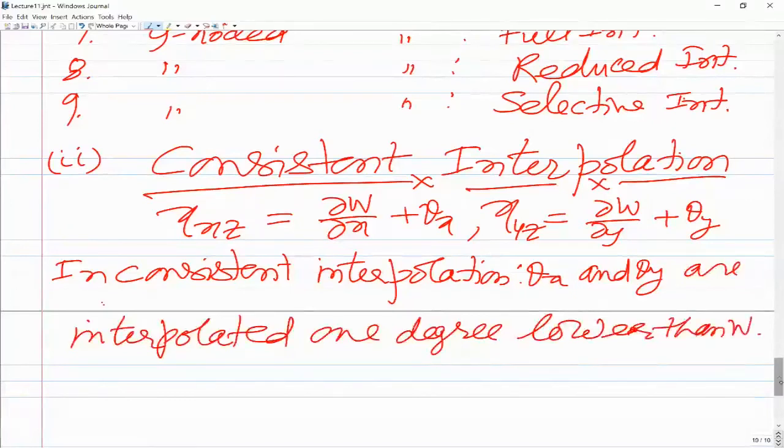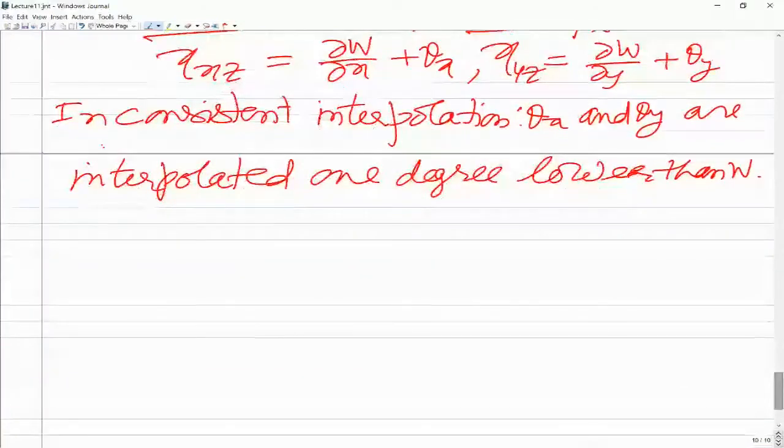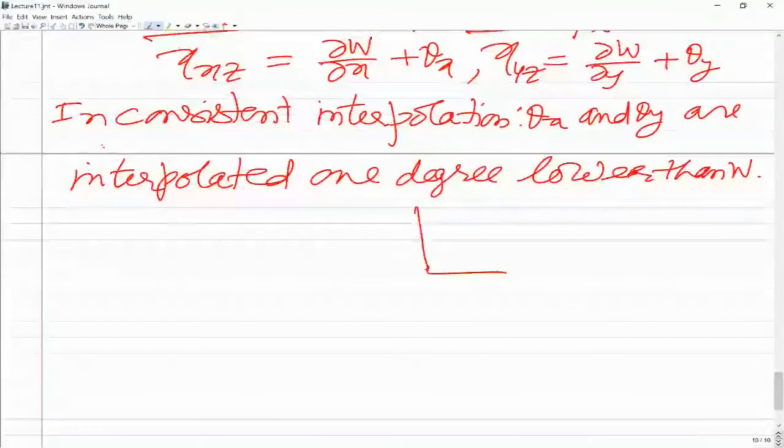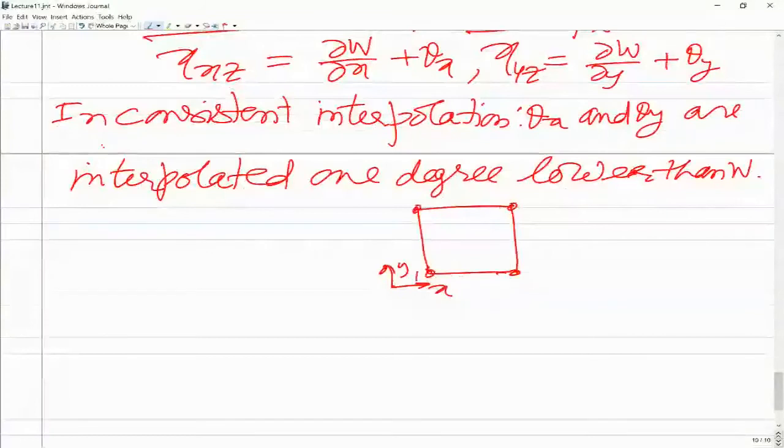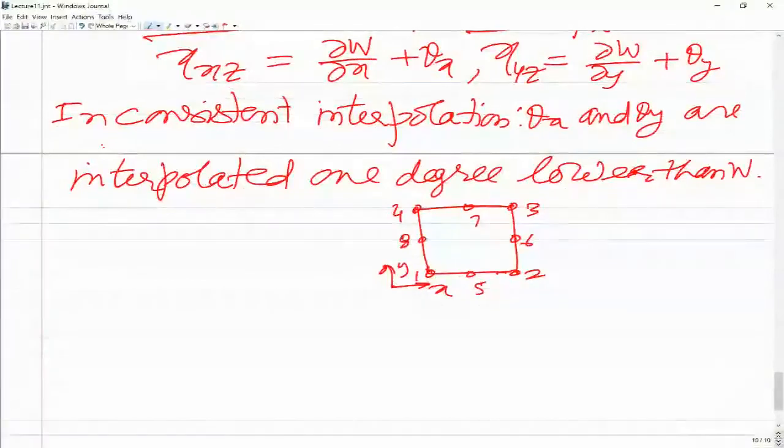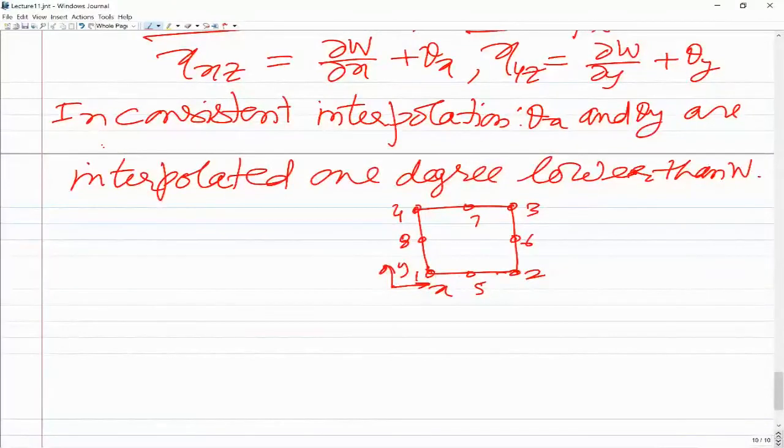Let me explain this first for a rectangular element in physical coordinate space. Let us say we have a rectangular element with x and y axes. These are the corner nodes 1, 2, 3, 4, and then there are mid-side nodes 5, 6, 7, 8. Because we want to use w as quadratic, w will be interpolated using w as a degree of freedom at all nodes.